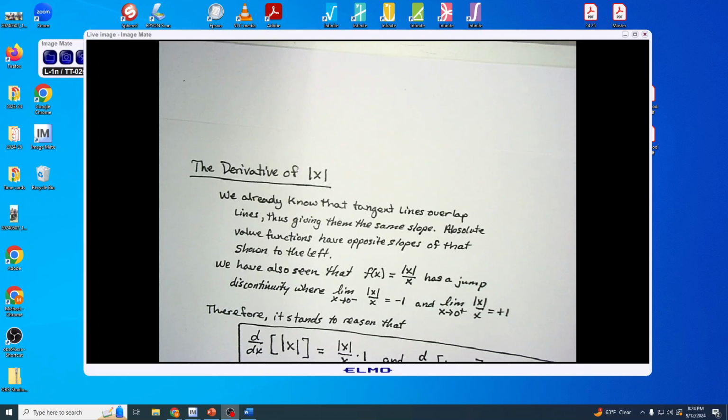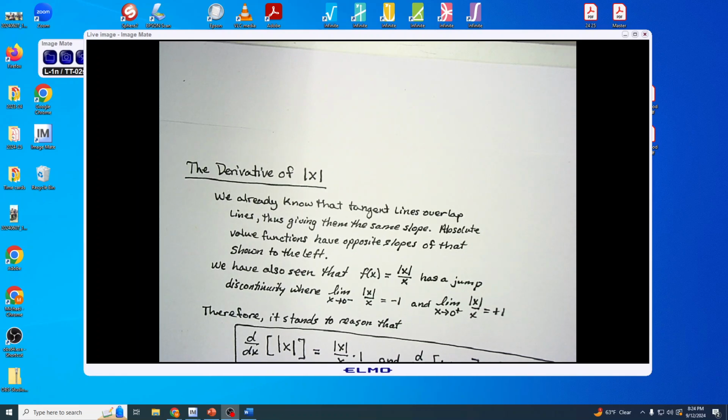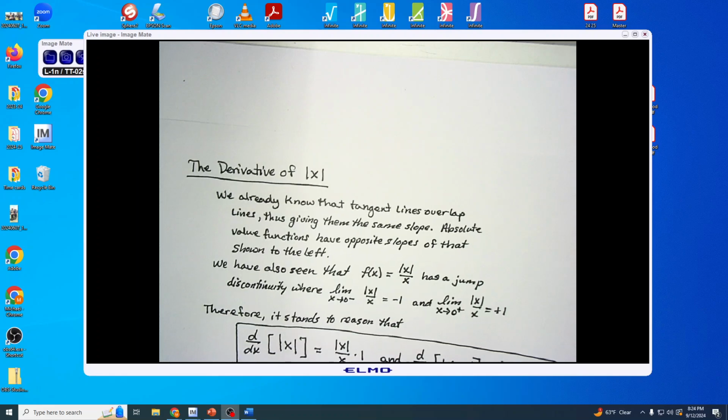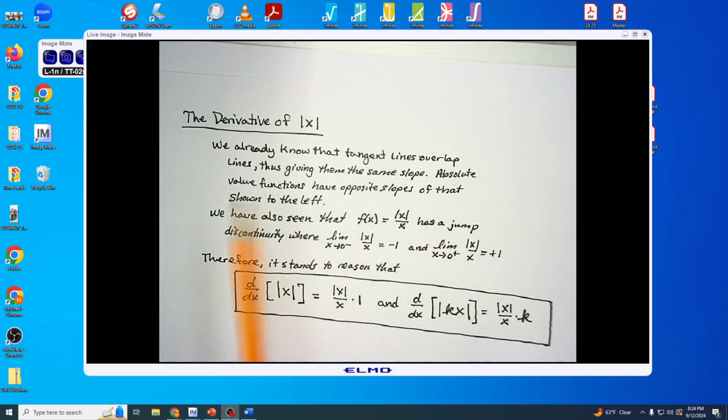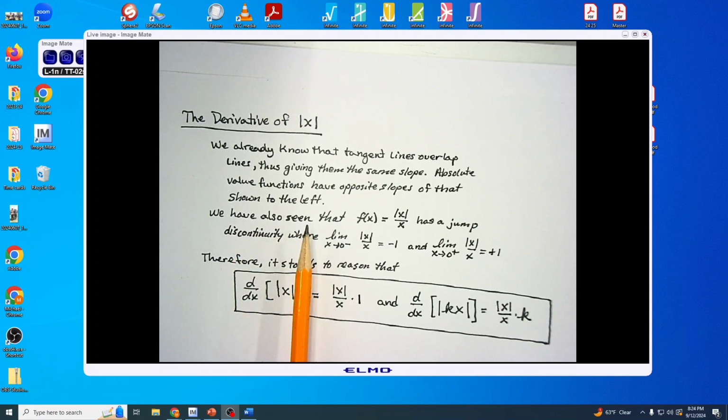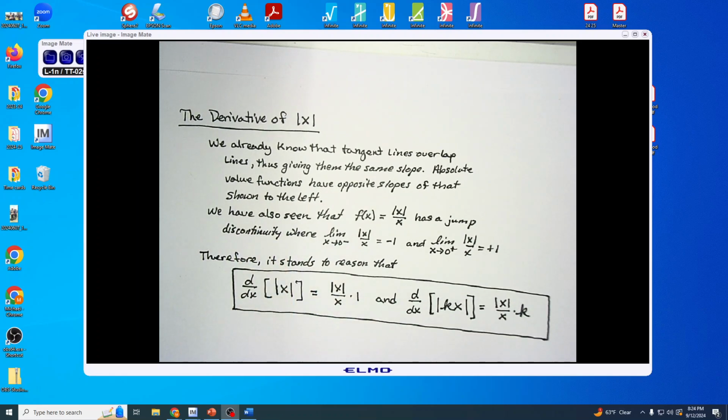Today we're going to be taking a look at the derivative of the absolute value of x. Now one of the things that we have here, and I want you to look at, is we already know that the tangent lines overlap lines, thus giving them the same slope. Absolute value functions have opposite slopes of that shown to the left, which means that they actually have two slopes, a slope to the right and a slope to the left. Thus, when we look at this, you notice we have that jump discontinuity in this type of a problem.